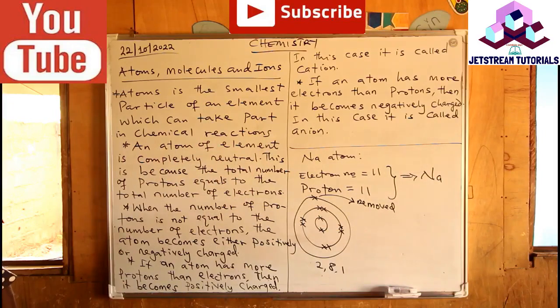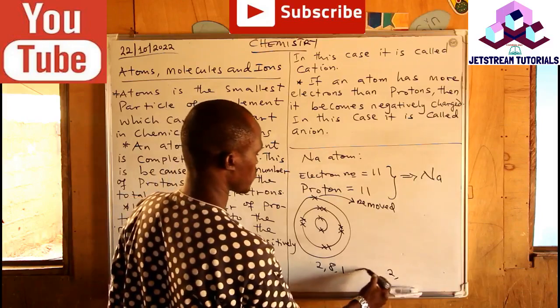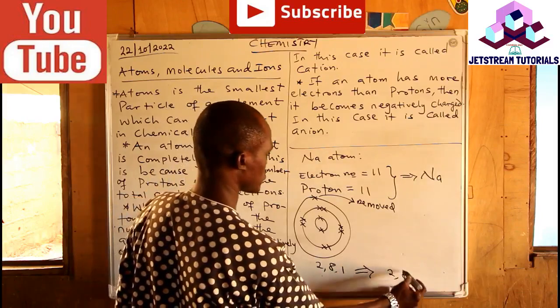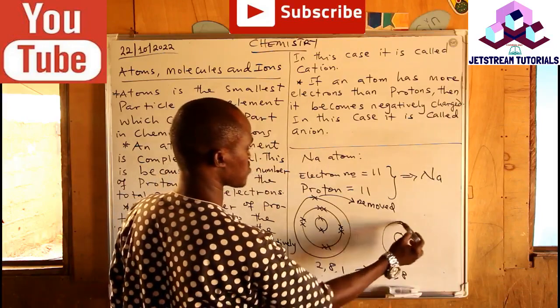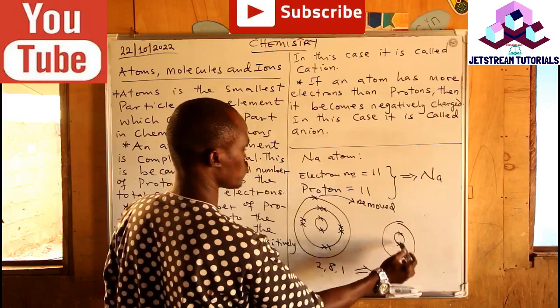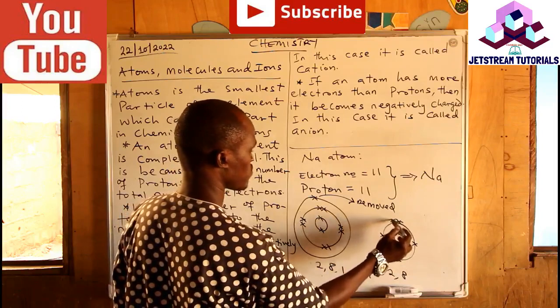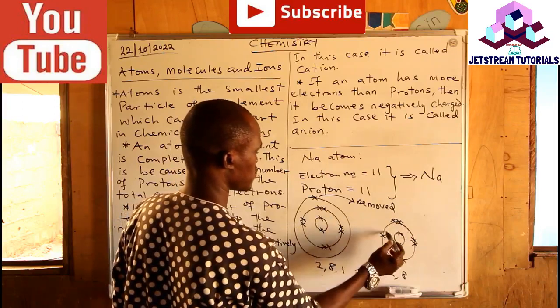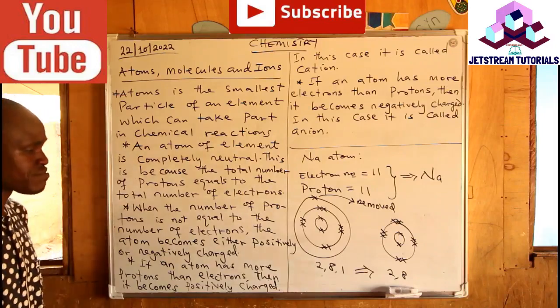Who can tell us? Yes, the configuration becomes what? 2, 8. So from 2, 8, 1, we have 2, 8. So you now have only 2 shells remaining. The inner shell, 2. You now have 1, 2, 3, 4, 5, 6, 7, and then 8.